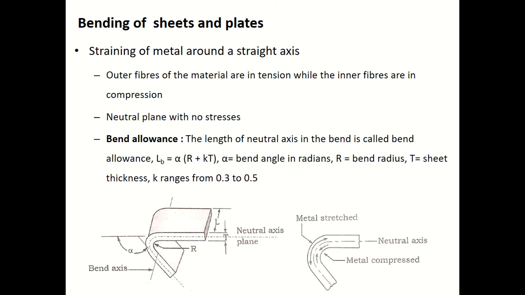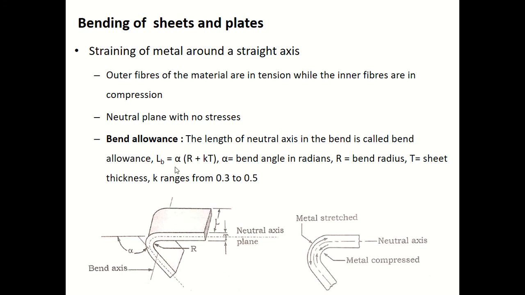The length of the neutral axis in the bend is called the bend allowance. Usually this is the region where the part is bent, isn't it? So from this point to this point, the length of the neutral axis in the bend region is called the bend allowance.